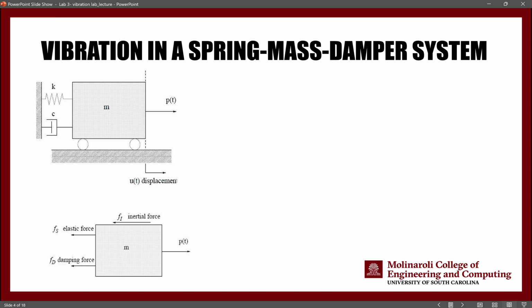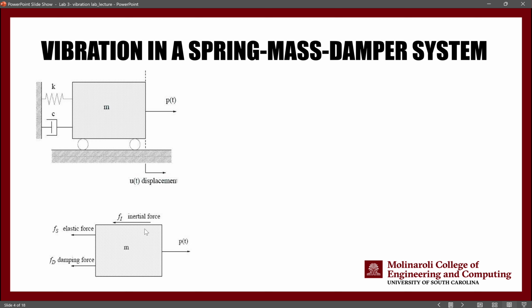So we can simplify a vibrating system by just using a system of a mass, a spring, and a damper. You have a vibrating mass, you have a spring constant, and a damping system. Again, this can be any vibrating system. We can replace any vibrating system by a system of a spring mass damper.